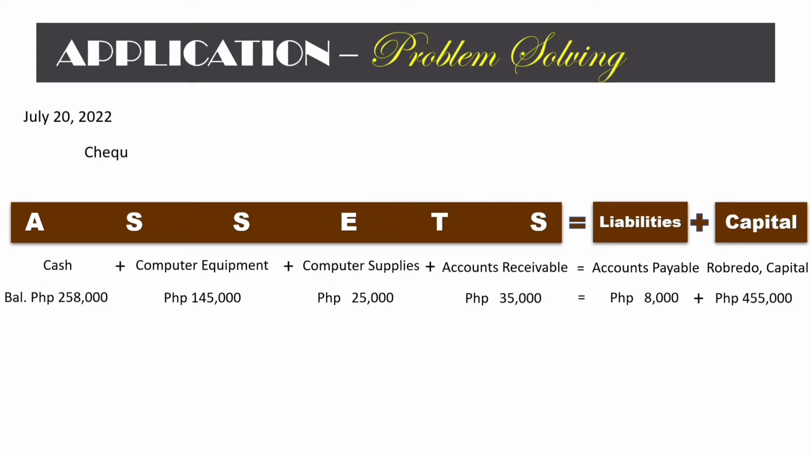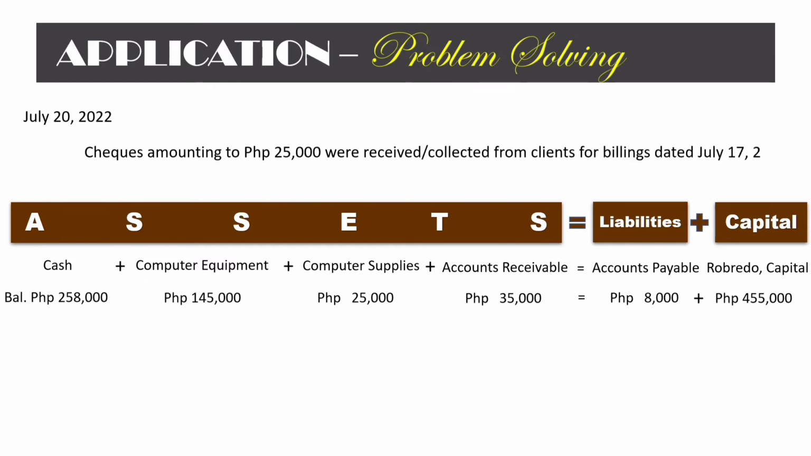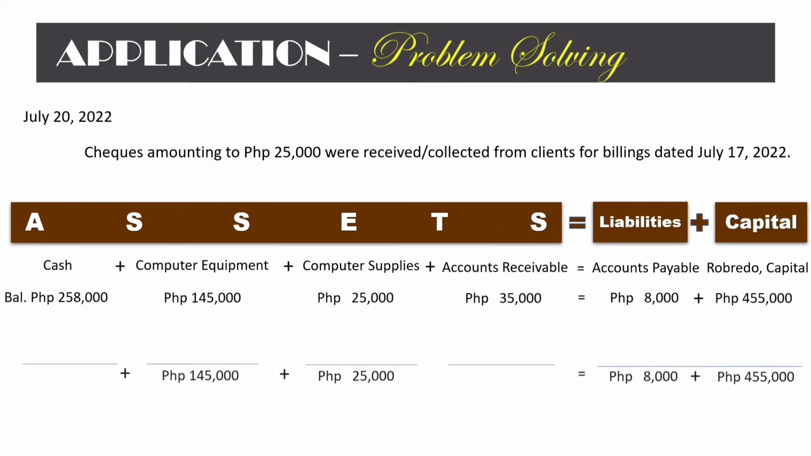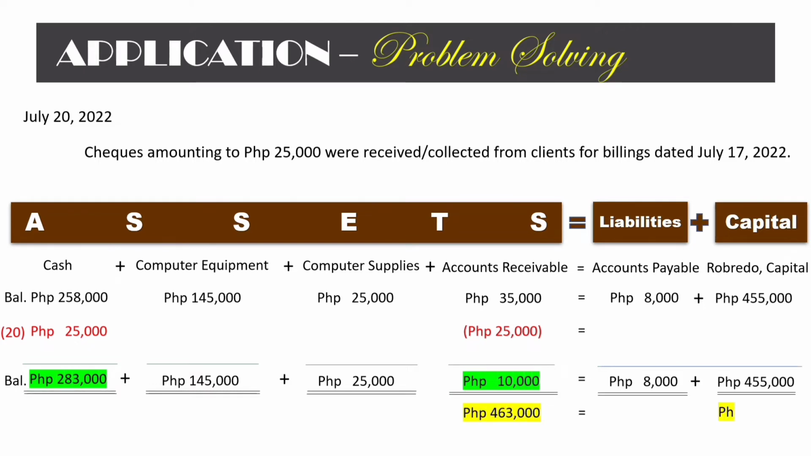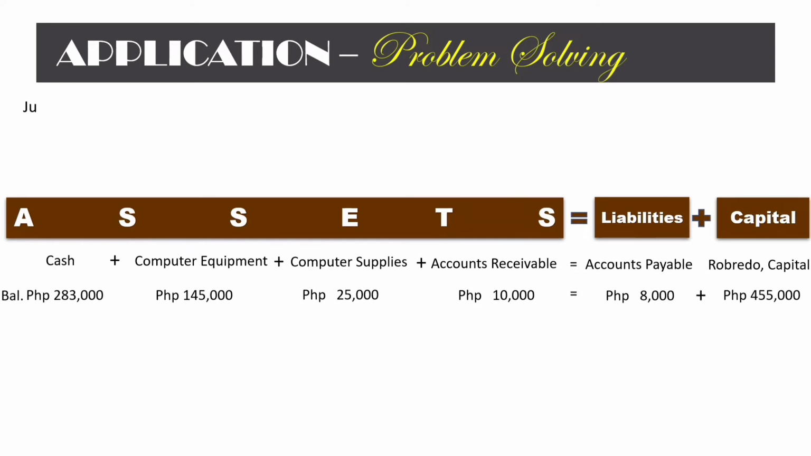July 20. Checks amounting to 25,000 pesos were received from clients for billings dated July 17, 2022. The asset cash is increased by 25,000 pesos. The business should not record service revenue on July 20. Why? Because it has already recorded the income last July 17. Total assets remain the same. The business merely reduced one asset, accounts receivable, because of the collection, and increased another asset, that is cash.